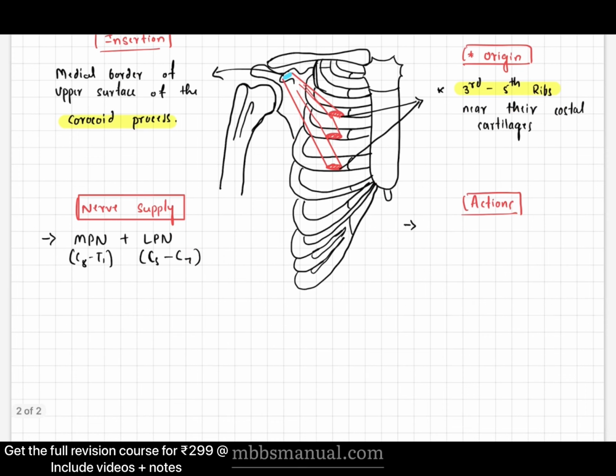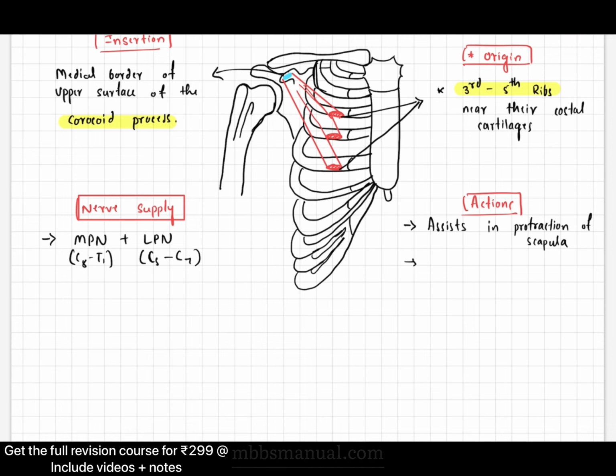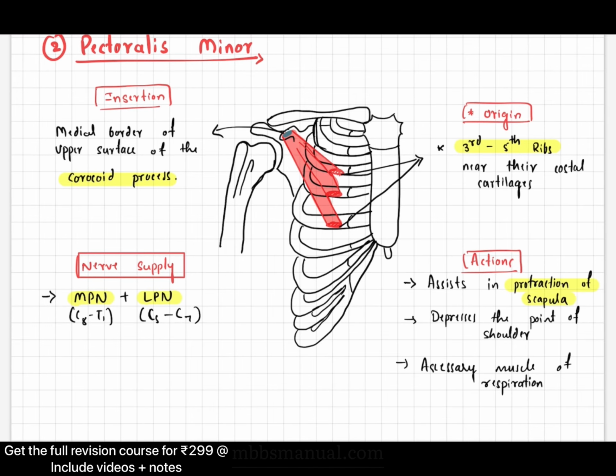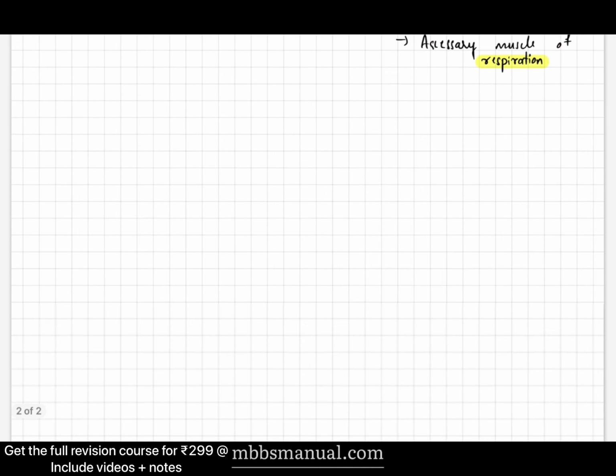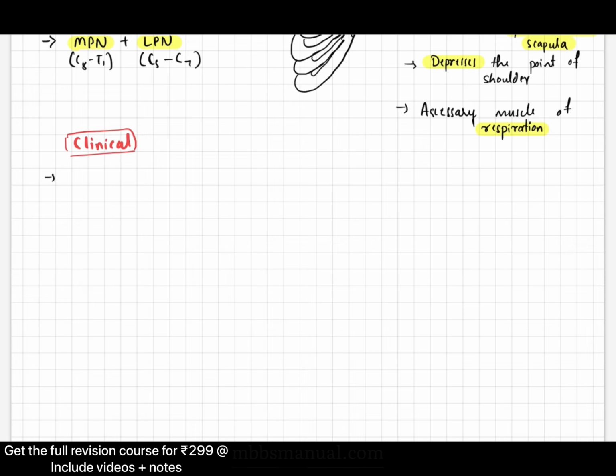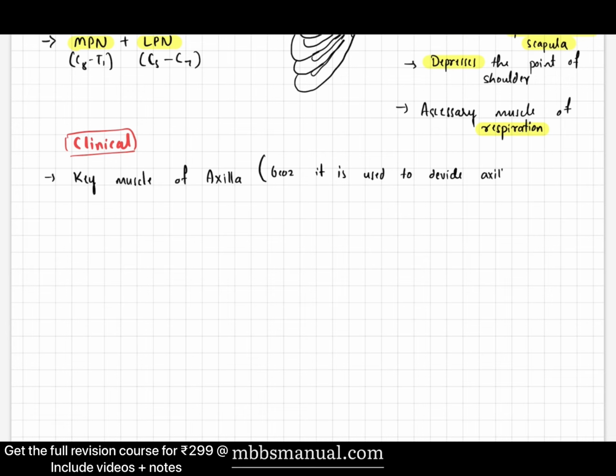Actions of the muscle. It assists in protraction of the scapula. Protraction means bringing the scapula lateral and closer to the chest wall. Depression of the point of shoulder while shoulder movement, and it is also accessory muscle of respiration. Mostly it helps in forced inspiration. So again, in actions, it helps in protraction of the scapula, depress the shoulder joint, and accessory muscle of respiration. So now let's talk about the clinical aspect. It is a key muscle of axillary region, because axillary artery just passes beneath this muscle and it is used to divide the axillary artery.